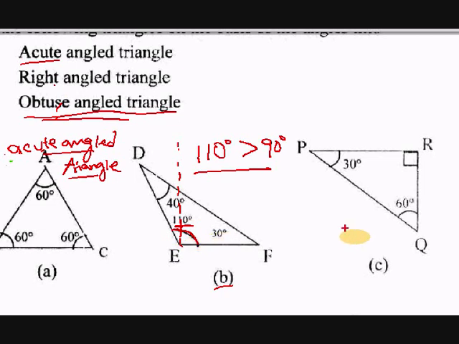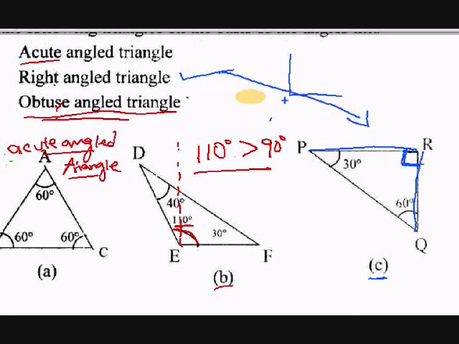Let's take example C. Here, one of the angles is 90 degrees, right? So what fits the 90 degrees here? A right angled triangle. What is a right angle? When the sides are perpendicular. Here this side and this side are perpendicular. That's why we got 90 degrees. So this is the right angled triangle. So this one fits here. Obtuse angle is over here, and acute angled triangle is this one. If you have any doubts, check with your teacher.